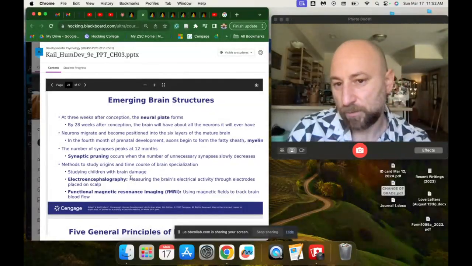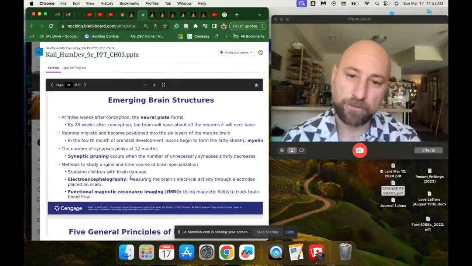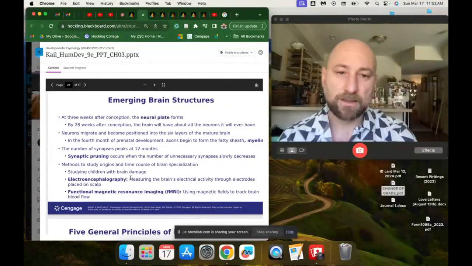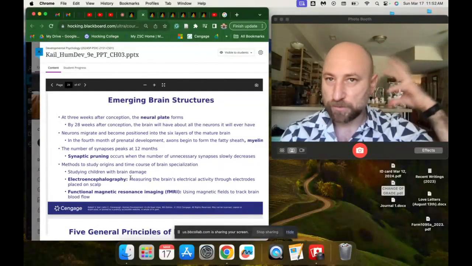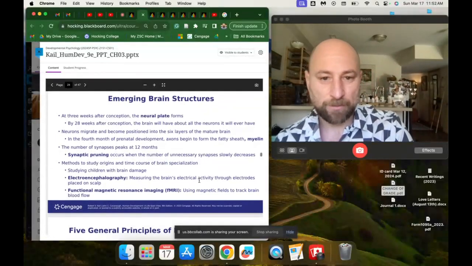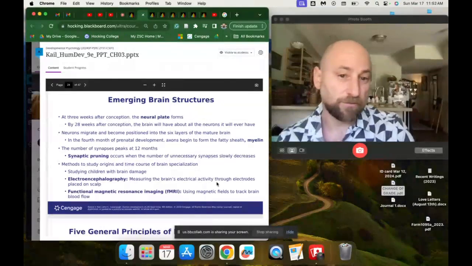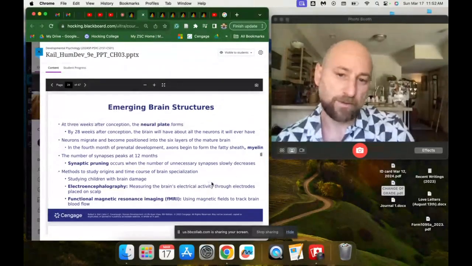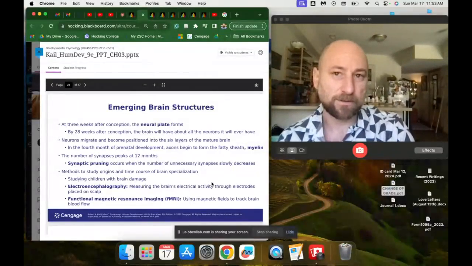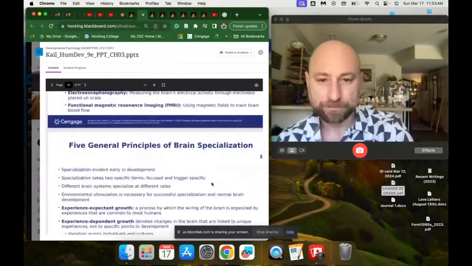An electroencephalogram is a way of measuring brain electrical activities through nodes placed on the scalp. It's not super precise because it just measures electrical activity at the surface of the brain. An fMRI tracks blood flow to different parts of the brain. Again, not super precise, but these are ways which we can get some sense of what's happening in the brain.